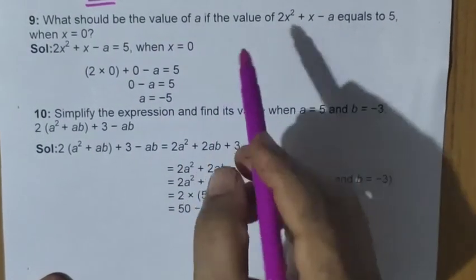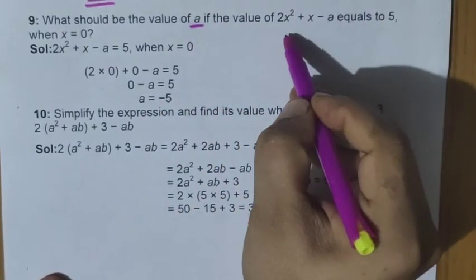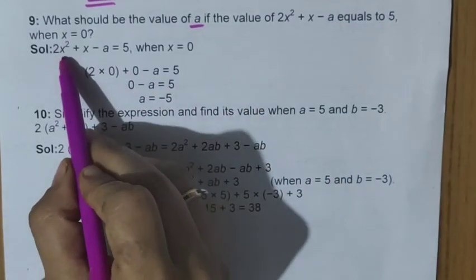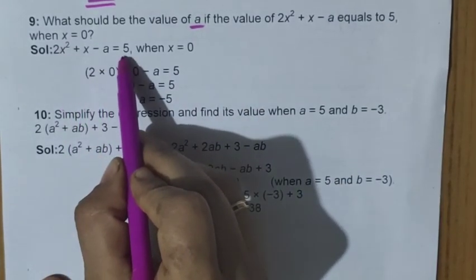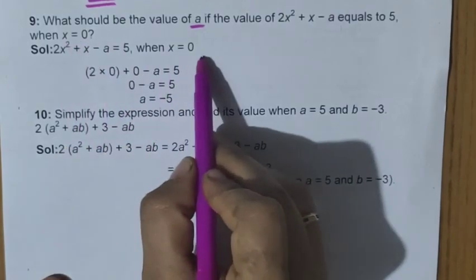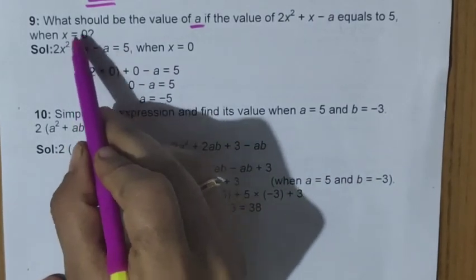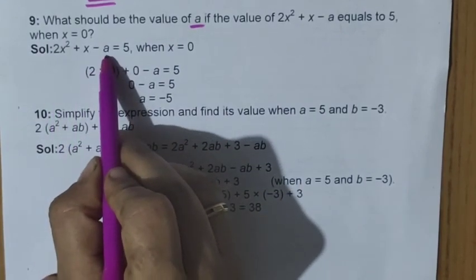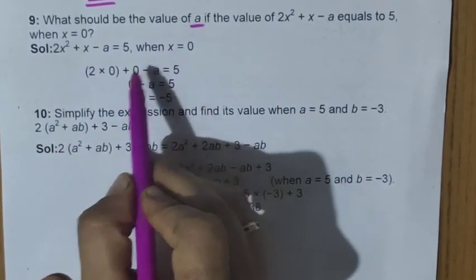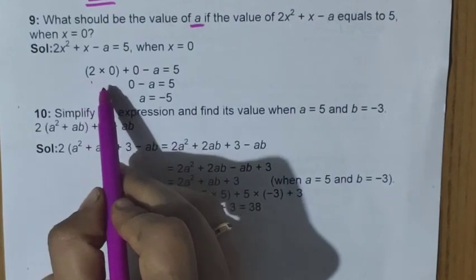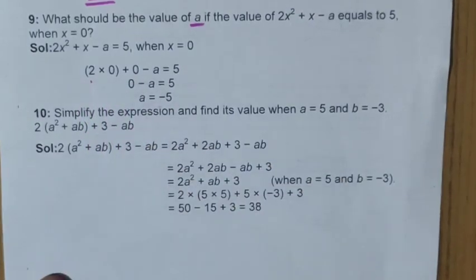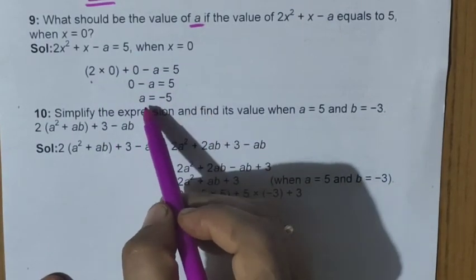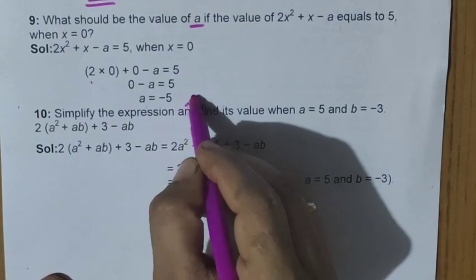What should be the value of a if the value of 2x square plus x minus a equal to 5? That means 2x square plus x minus a equal to 5 when x equal to 0. The value of the expression is given. They asked what is the value for a. x also we have to change to 0. So we are replacing x as 0 here. 2 into 0 plus 0 minus a. So everything is 0 on this side. Minus a equal to 5, or a equal to minus 5, right?